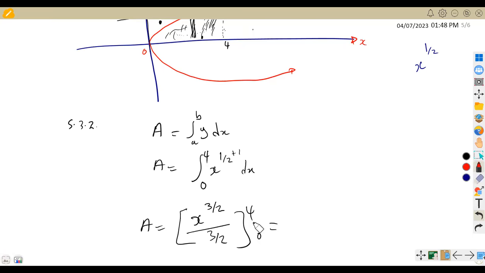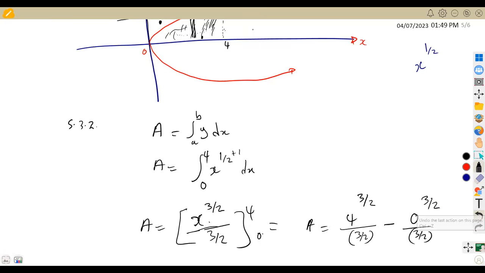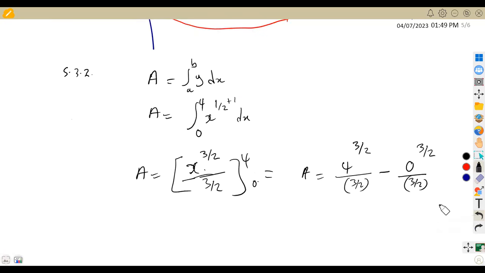If you are to substitute, this is going to be 0 here. So our area is going to be, starting with 4 first, before this 0, 4 to the exponent of 3 over 2, whatever that you get, we divide by 3 over 2, minus, when x is 0, so that's 0 to the exponent of 3 over 2, whatever that we get, we divide by 3 over 2. So if you are to simplify this, you are going to see that your area is going to give you 16 over 3 square units.